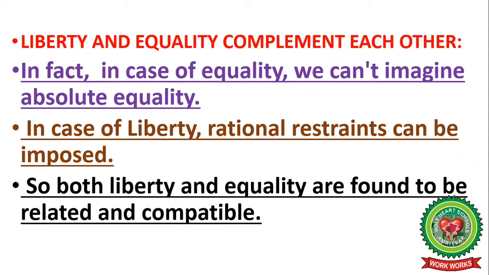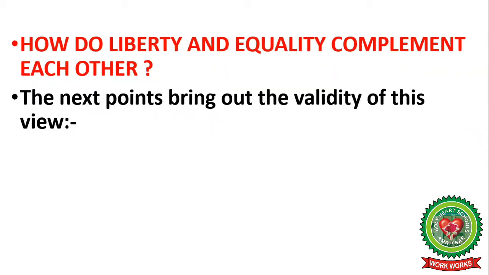As I gave you example of office workers, A and B, they are working for same hours in the same office with the same qualification, but there was no absolute equality because their working experience was different. So in case of liberty, rational restraints can be imposed. So in case of liberty of enjoyment, going to hill station, rational restraints can be imposed because government saw the area had landslides, so restraints were imposed. So both liberty and equality are found to be related and compatible. So both are related. How do liberty and equality complement each other?